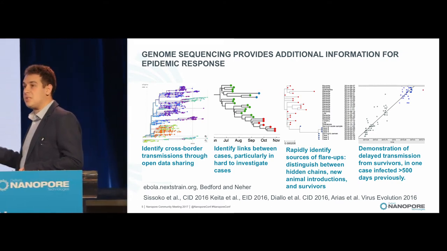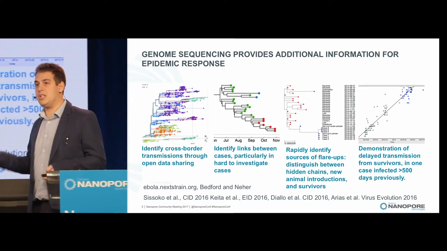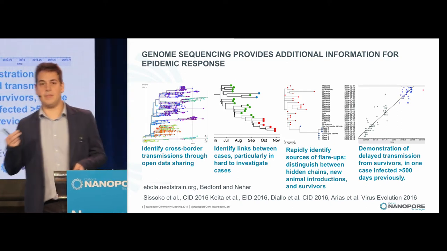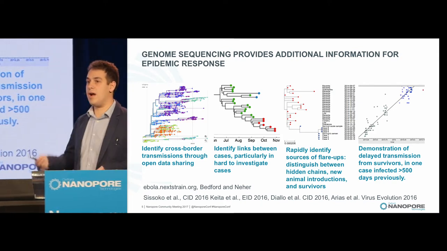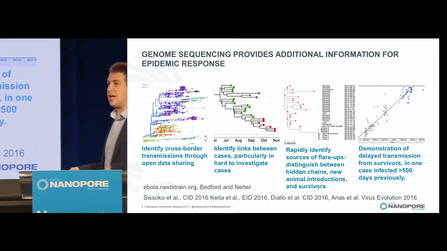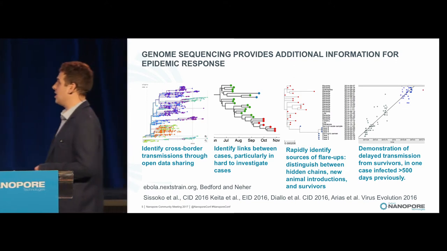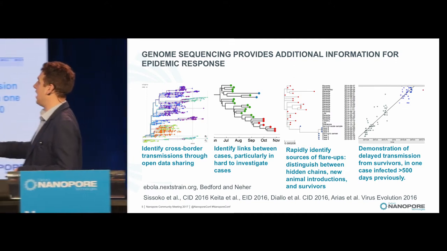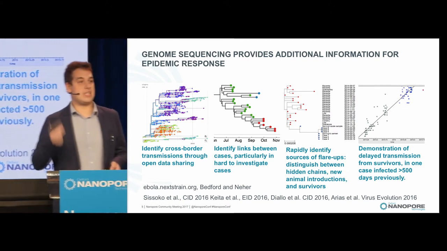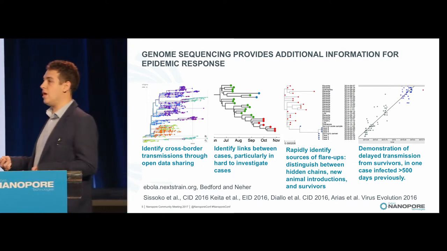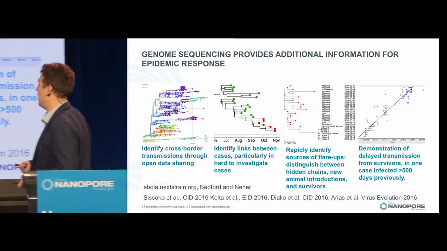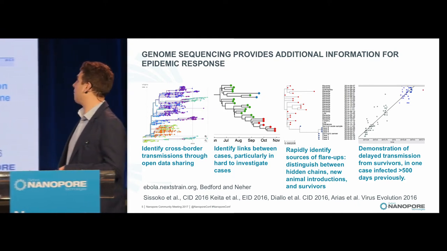Looking at links between cases was really important in prioritizing the public health response. Where are chains of transmission? Where are they coming from? Are we missing chains of transmission? Where do we need to prioritize response? And there were many cases of detecting links between cases that couldn't be put together with the conventional epidemiological questionnaires and case tracking.